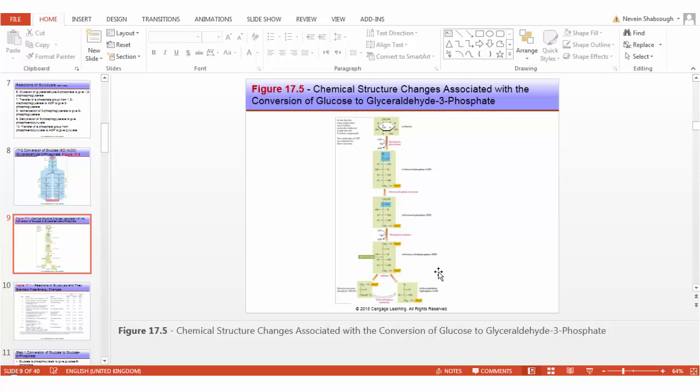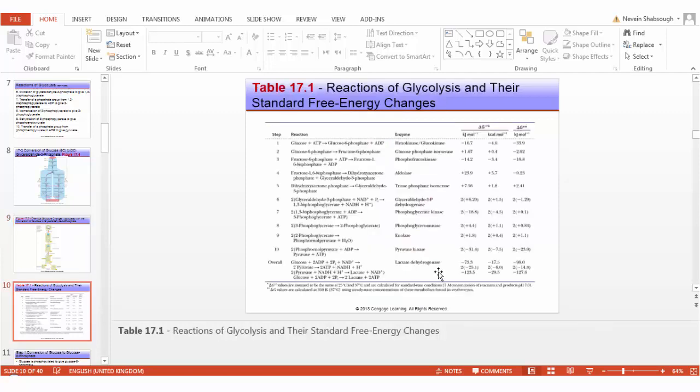Now we will go through each reaction alone, but first let's look at the 10 reactions of glycolysis with their standard free energy changes. Notice that here we have 2 values: delta G naught and delta G naught prime. Now for biochemical reactions, delta G naught was modified. All reactants and products have 1 molar concentration except hydrogen, which is modified to have a value of 10 to the minus 7 molar so that the pH equals 7, not 0.